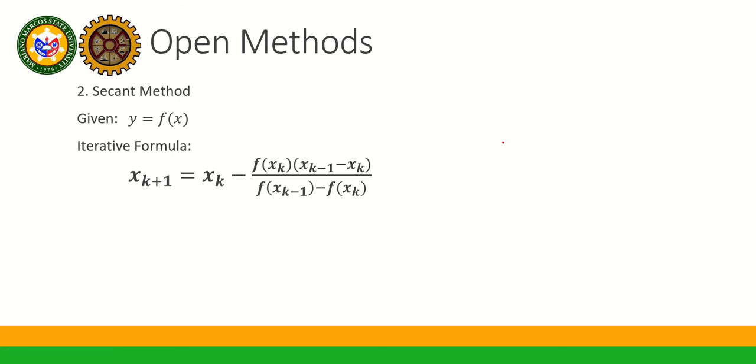Okay, so now let's try the second method, which is the secant method. So, yung second method natin is, okay. There are certain functions whose derivatives may be extremely difficult or inconvenient to evaluate. For these cases, the derivative can be approximated as a backward finite divided difference. So this method is similar to the Newton-Raphson technique.